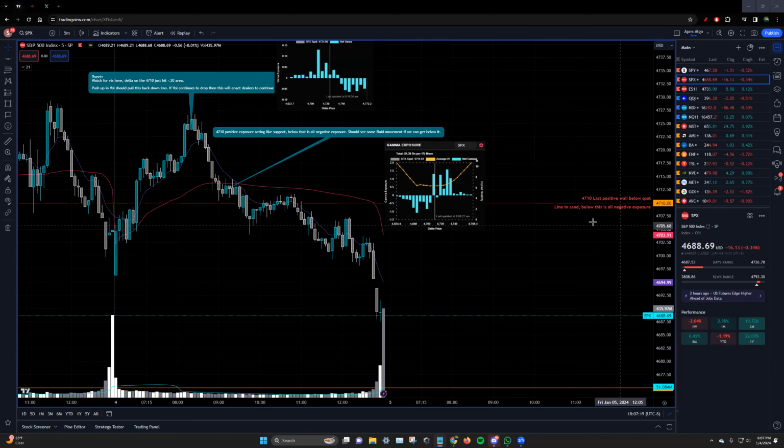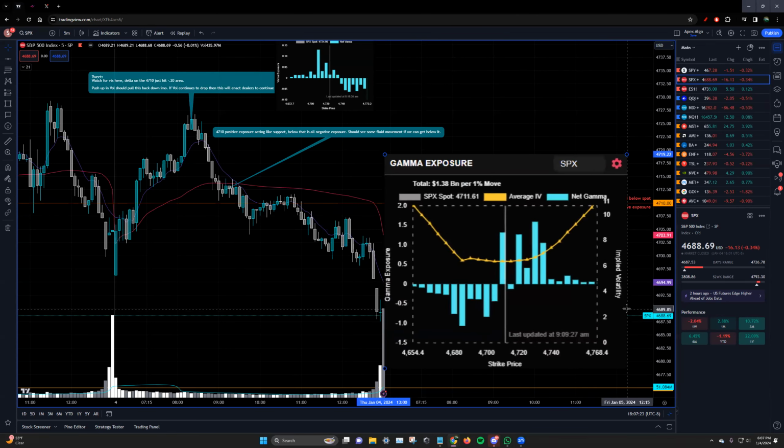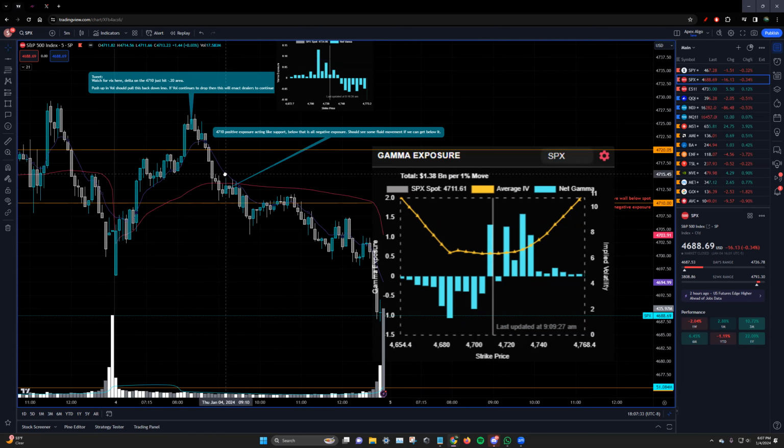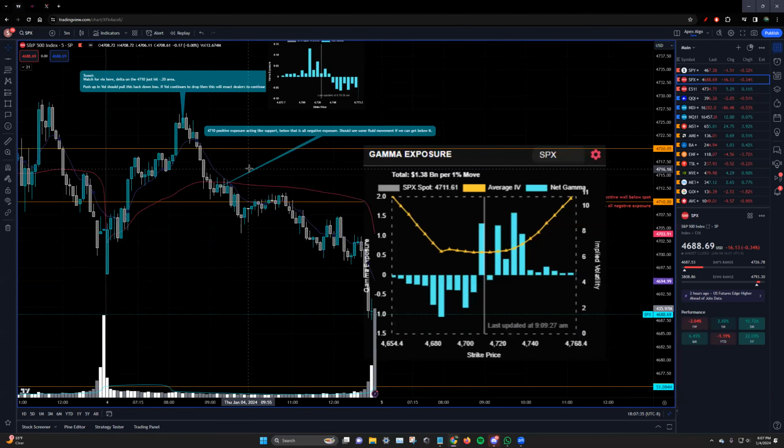So getting into the positive one right here, we had 4710. I'm going to enlarge this picture. So we have 4710, 4720, 4730, right? So if we mark 4720, as I was saying earlier, positive exposure will act like resistance. And as you can tell, we had resistance here, support or resistance, sorry, let me clarify. But right here, you can tell 4720 was acting like a wall. And then when we finally broke above it, we came right back down.